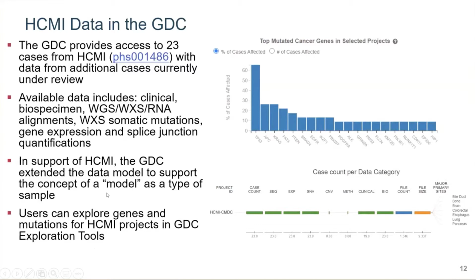One thing to note that was special about HCMI is when we were developing support for it in the GDC, we did have to extend our data model to support the concept of a model as a type of sample with a child-parent relationship to both a tumor and a normal. And so that was one of the special things we did to support HCMI. Another thing is users can go into our exploration tool, the genes and mutations. Somatic mutations are available as open access, and you can view those through our exploration tool, and I'll be showing those a little bit later.